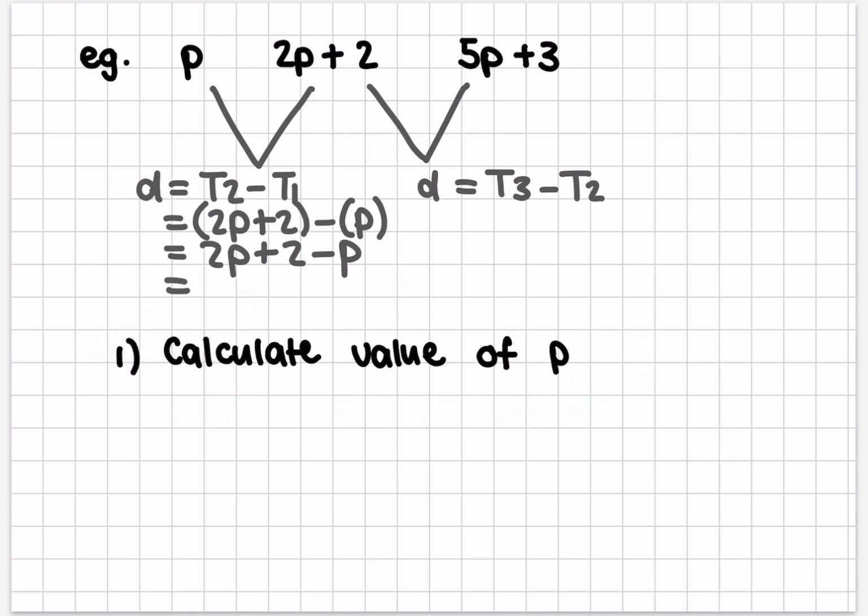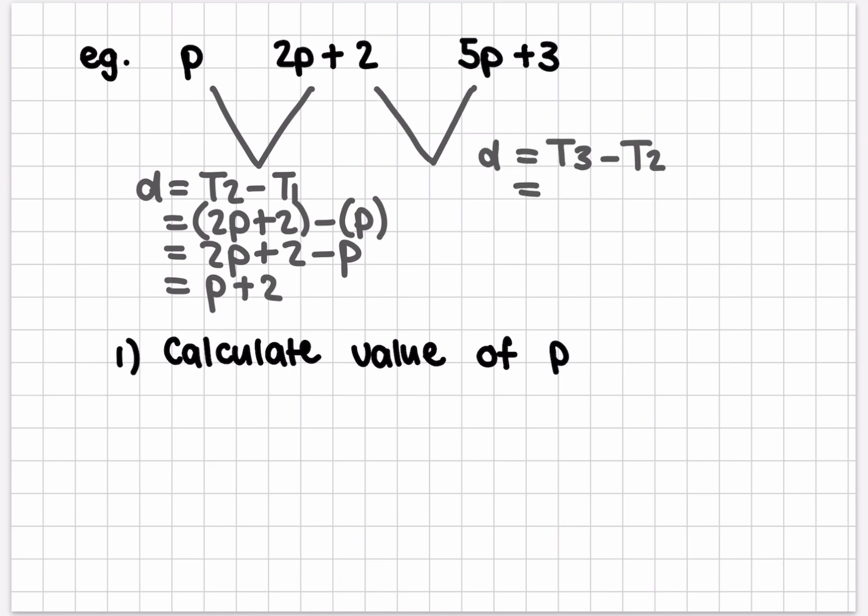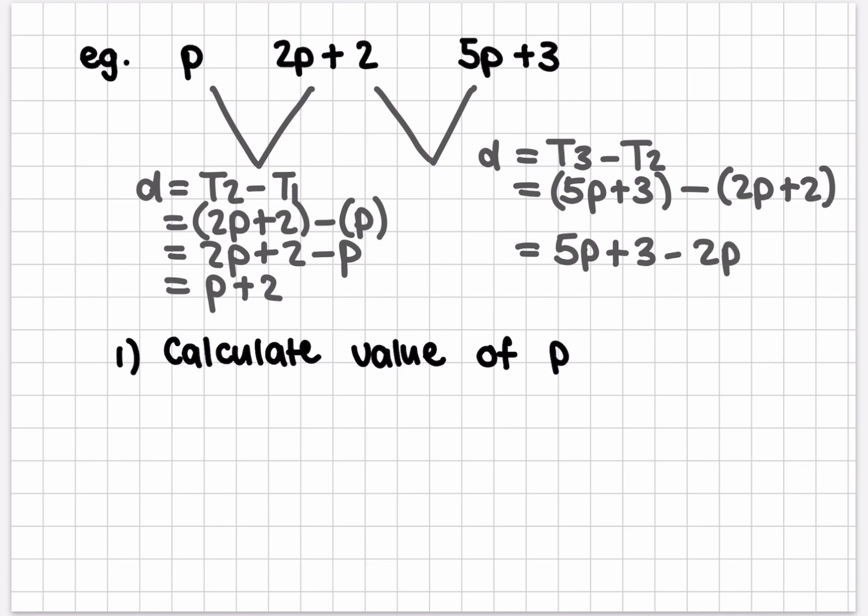And this simplifies to p plus 2. Now on the right side, we have T3, which is equal to 5p plus 3, minus T2, which is 2p plus 2, equals 5p plus 3 minus 2p minus 2. Don't forget to sub that minus in there. Okay, this gives us 3p plus 1.